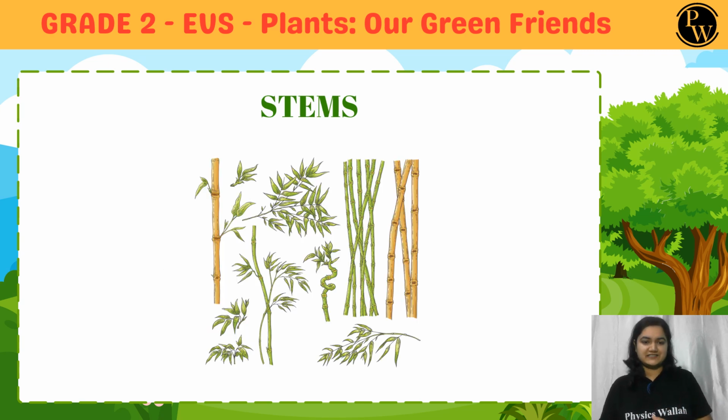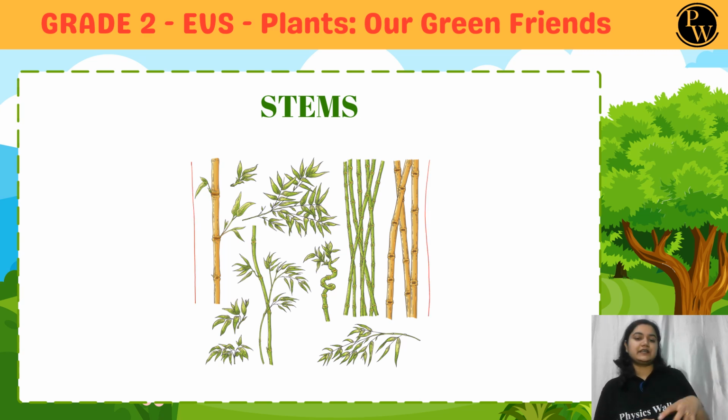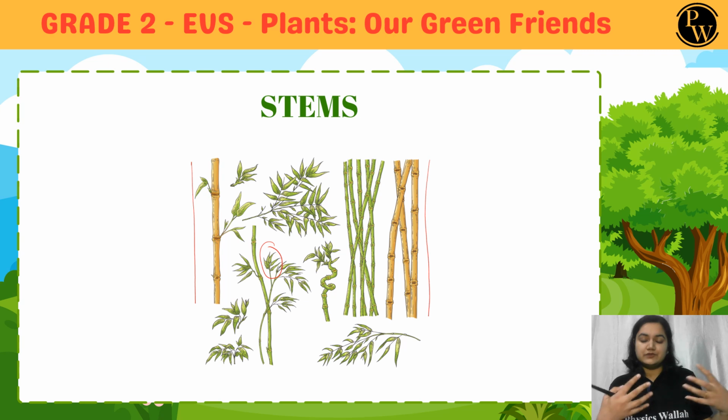Next, we have stems. The stem is the tallest part of the plant, which helps a plant to stand straight. Look how straight these stems are, right? So they help a plant to stand straight. And one more important thing, they support the structure of plants like leaves and sometimes flowers and fruits also. So leaf, flowers and fruits are present on the stems.